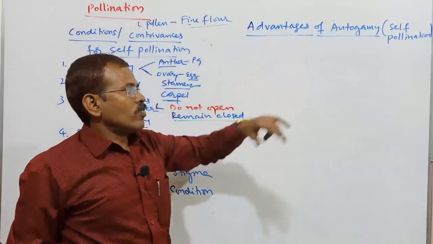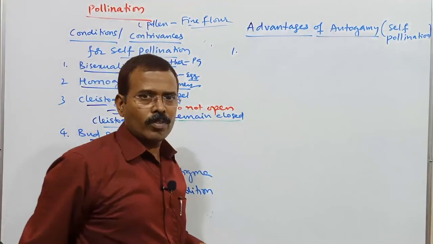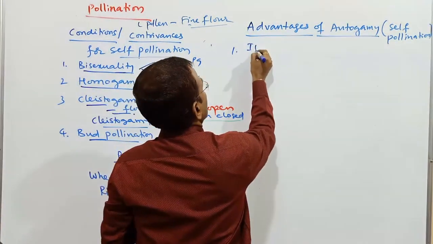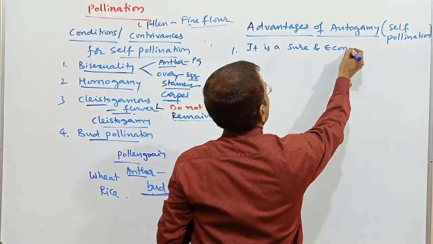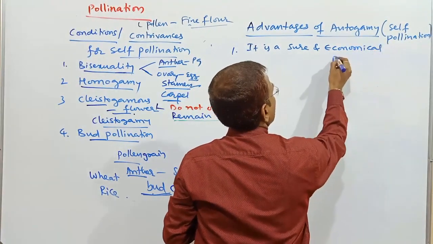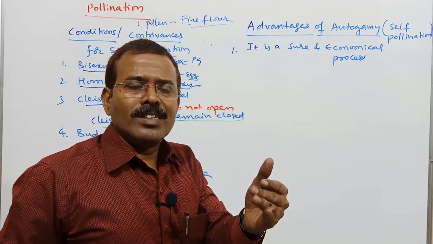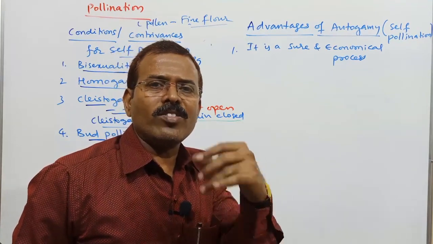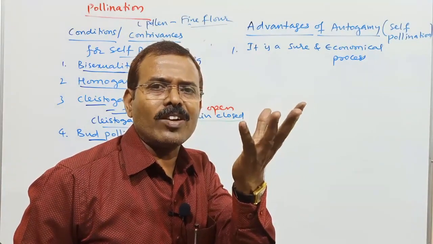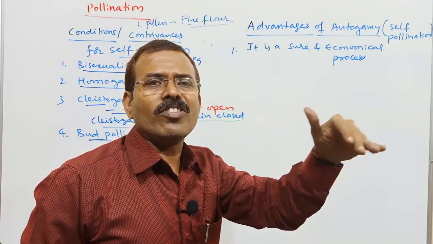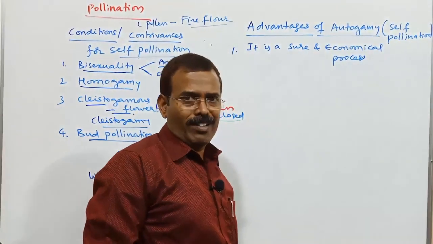So, advantages of autogamy or self-pollination. It is a sure and economical process. In self-pollination, the distance travelled by the pollen grain to reach the stigma is very, very short. The bursting force, the dehiscence force of the anther itself, can release the pollen grains, which can easily fall on the stigma. So it is a sure and economical process.